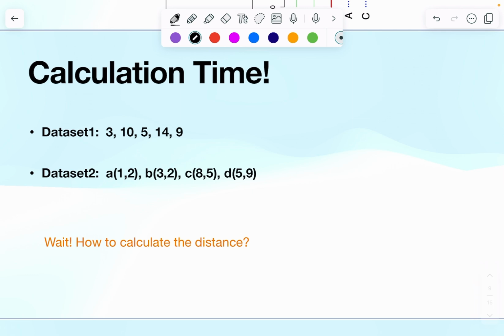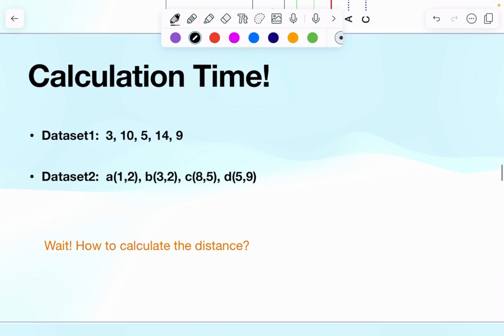Okay, let's do some hands-on exercise. We have dataset 1. It's very simple, each point has just one value. But in dataset 2, we will have 2 dimensions for each point. It's very easy to calculate the distance in dataset 1, I believe. You just need to subtract 2 values. However, in dataset 2, we have 2 dimensions. So now, how can we calculate the distance?